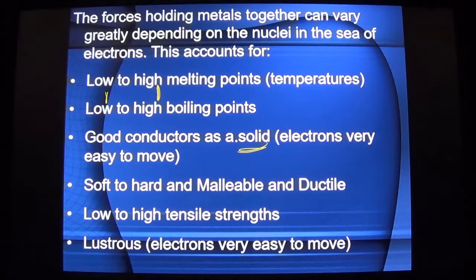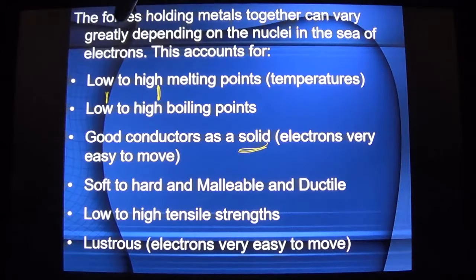I remember when I taught IPC, we would do the "is it a metal" lab, but one of the things we would do is test if it can conduct electricity. So we weren't even just looking: does it look shiny, does it feel solid, does it feel cold, is it hard, that sort of thing. We even tested, will it conduct electricity? They're very good conductors as a solid.